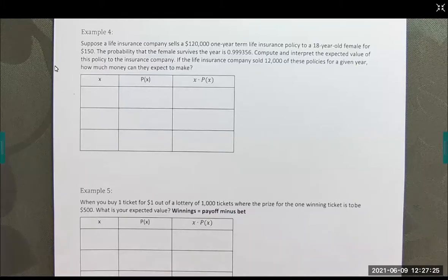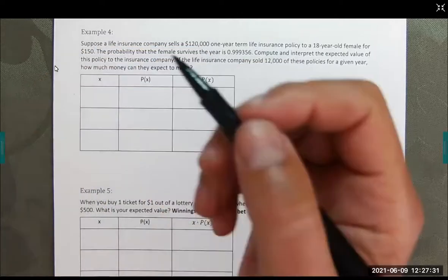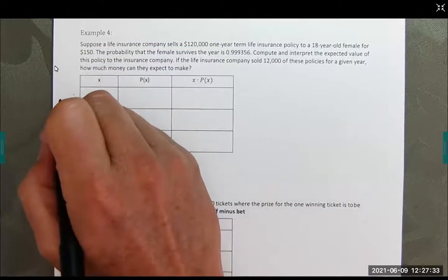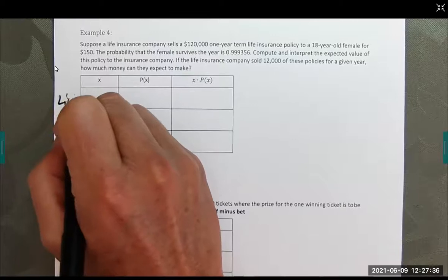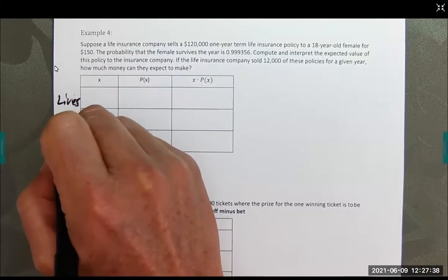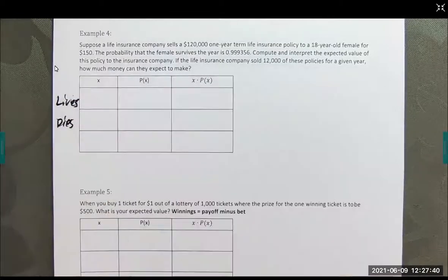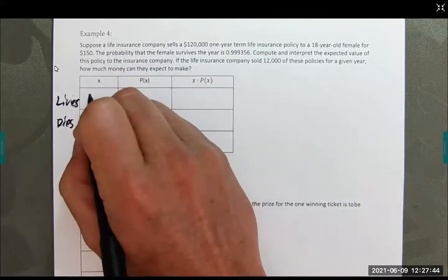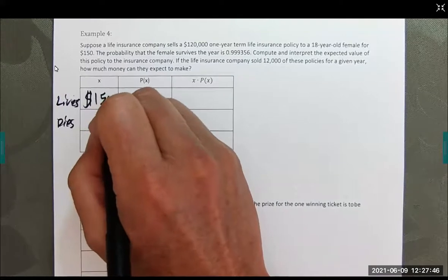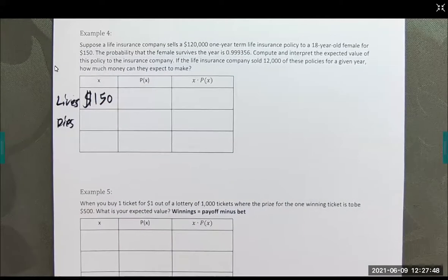Okay. So we're going to be a little callous here. We're taking this from the insurance company point of view. And I'm going to label this lives, dies. So how much does the insurance company get if she lives? $150. That's what the policy cost. What's the probability that she's going to survive?